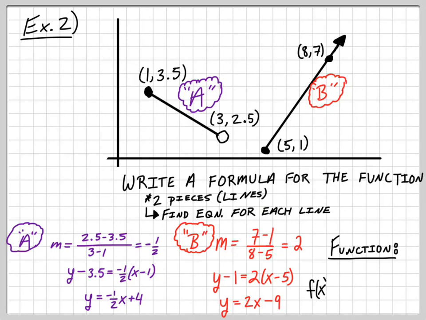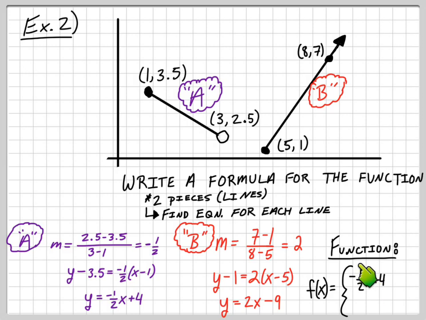So f of x equals, and we have these big curly brackets again, right? So we have two pieces. For the first line, line A, negative 1/2 x plus 4. Okay? Let's be really clear about what the domain is for that, though.